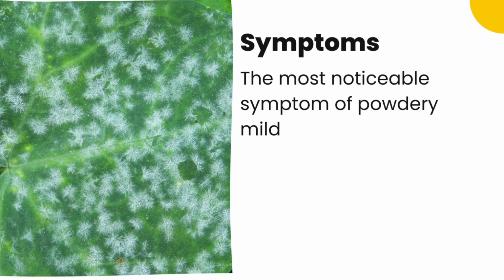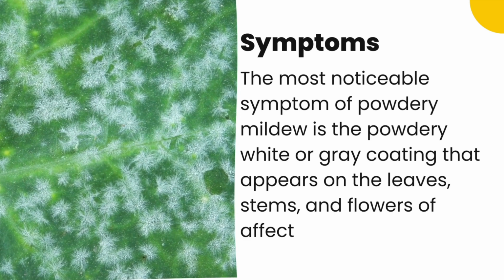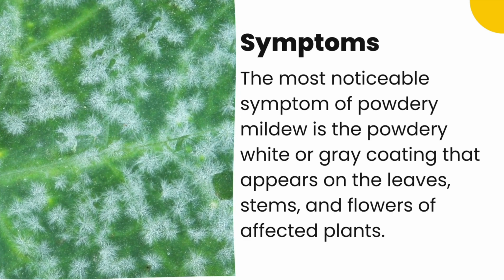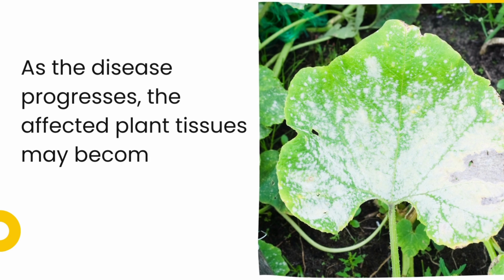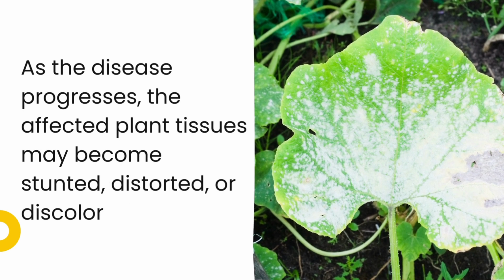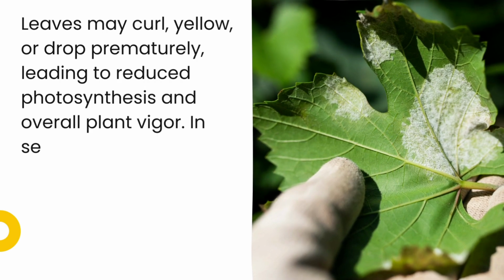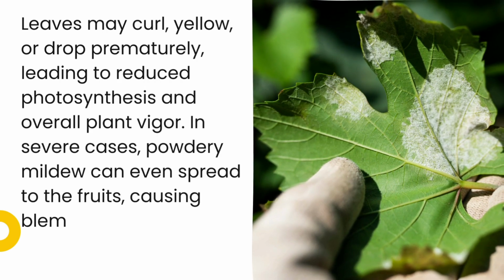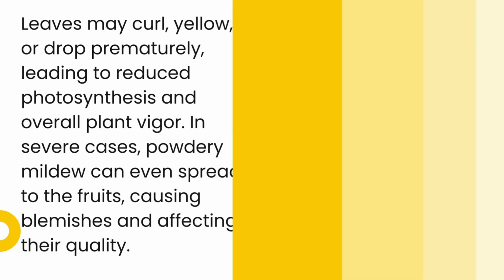Symptoms. The most noticeable symptom of powdery mildew is the powdery white or gray coating that appears on the leaves, stems, and flowers of affected plants. As the disease progresses, the affected plant tissues may become stunted, distorted, or discolored. Leaves may curl, yellow, or drop prematurely, leading to reduced photosynthesis and overall plant vigor. In severe cases, powdery mildew can even spread to the fruits, causing blemishes and affecting their quality.